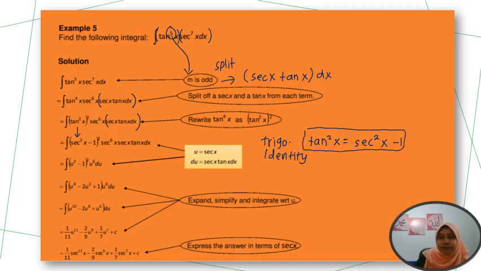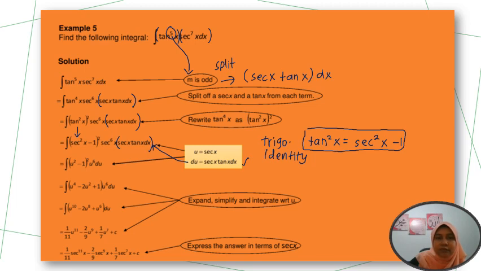This one. So we get this function. Okay, then we can use the substitution u equal to secant x. Then we differentiate u with respect to x. We will have du equal to secant x tangent x. We substitute secant x tangent x with du.